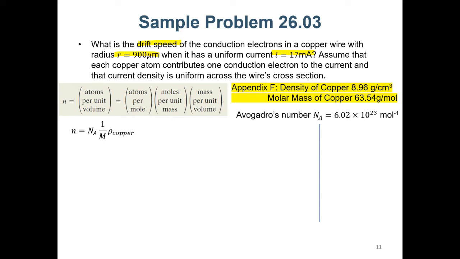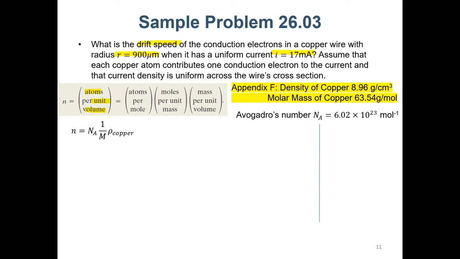So here we use this formula to calculate the number of atoms per unit volume. So within a meter cube, what is the number of atoms of copper? As long as we know the number of copper atoms, we know the number of conduction electrons.